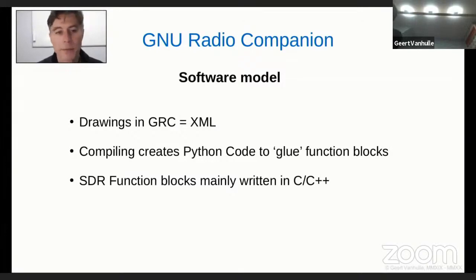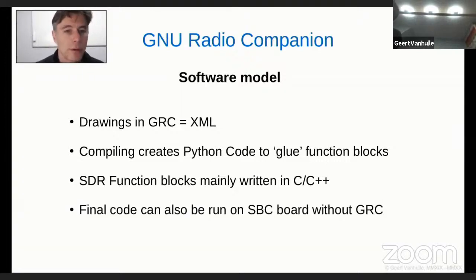Why? Well, Python, of course, is an interpreter language. It's much too slow to do the processing of samples, for example, of a fast Fourier transform. So we have three levels. You have the XML. We have the Python code that is created that is gluing all the C, C++ blocks together. And this is, in fact, our software model inside the GNU Radio Companion.